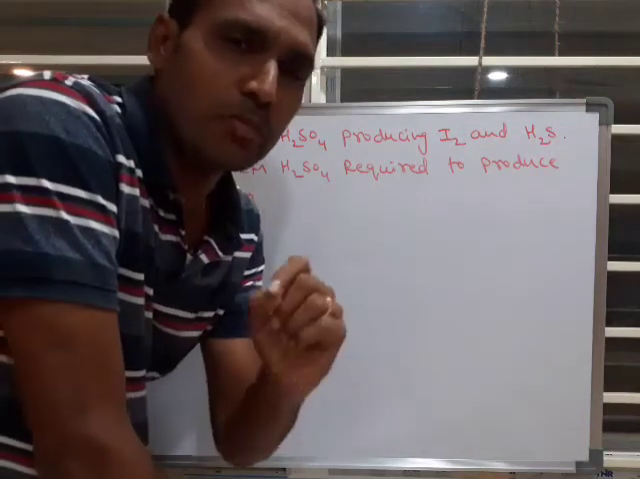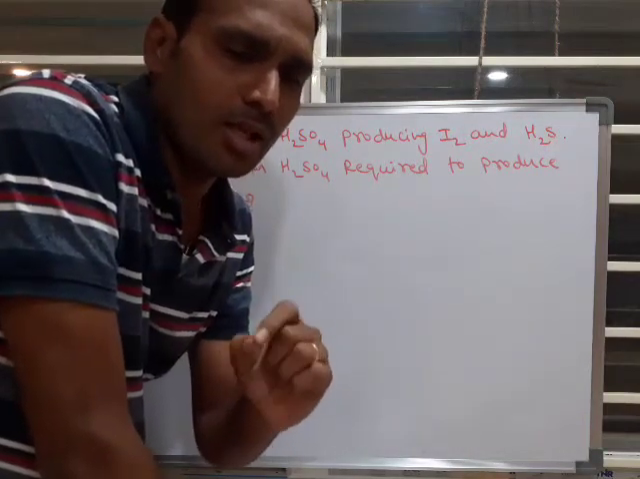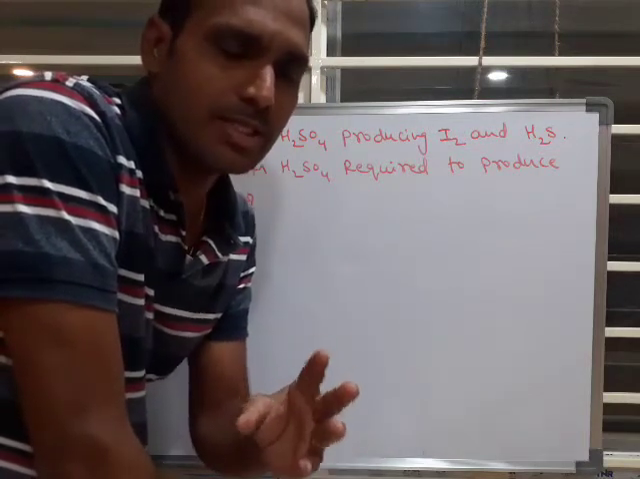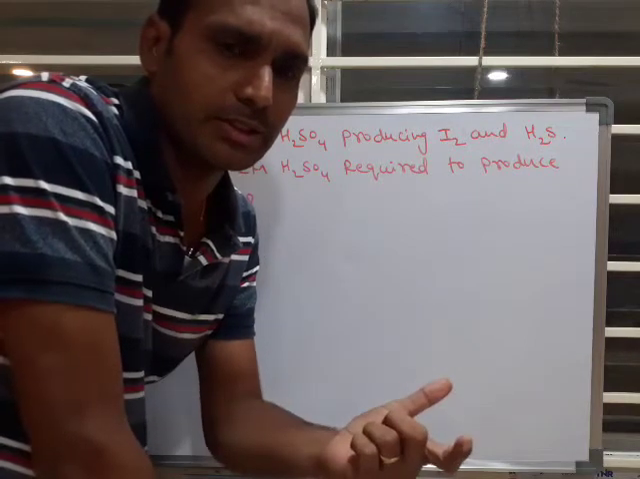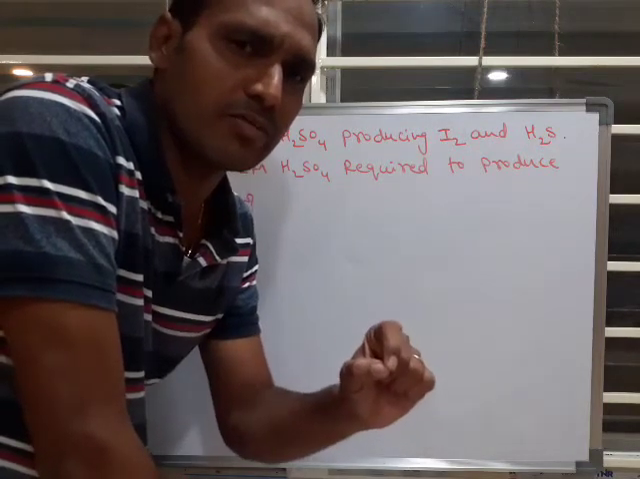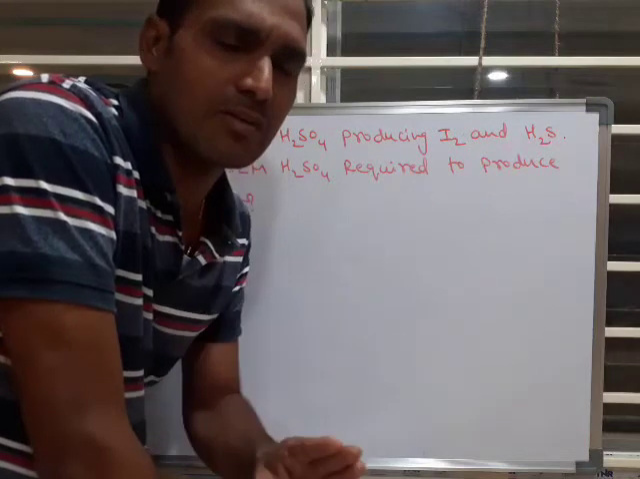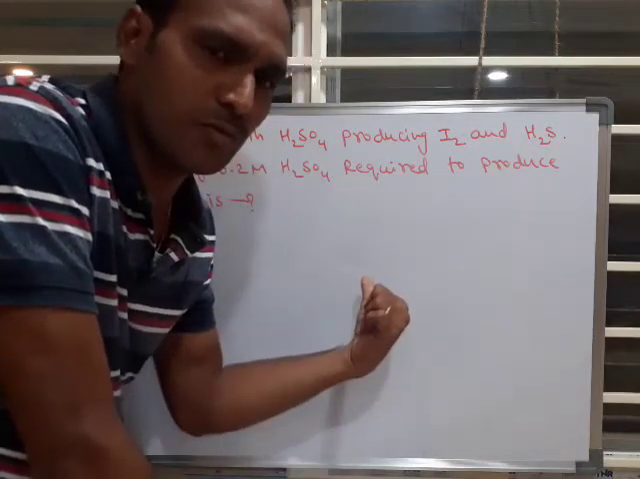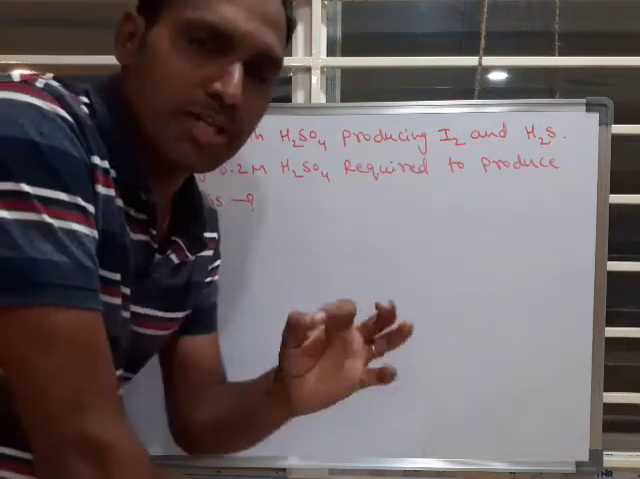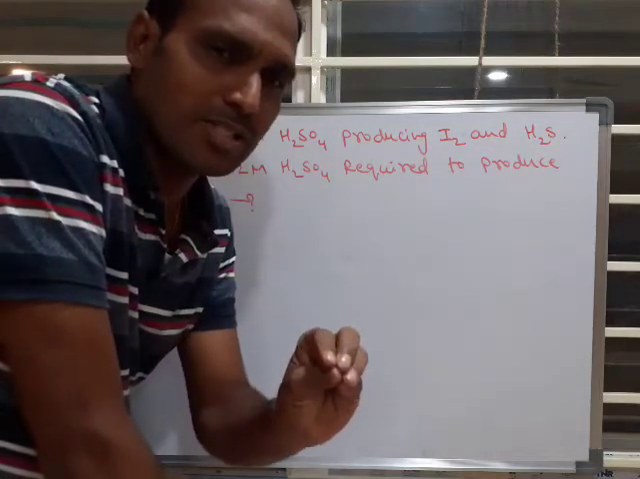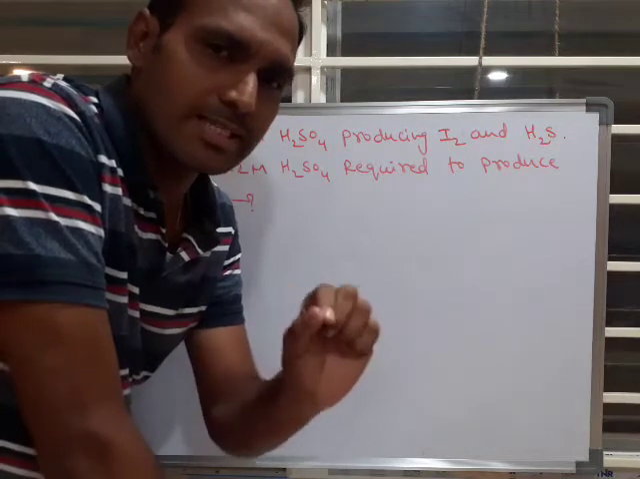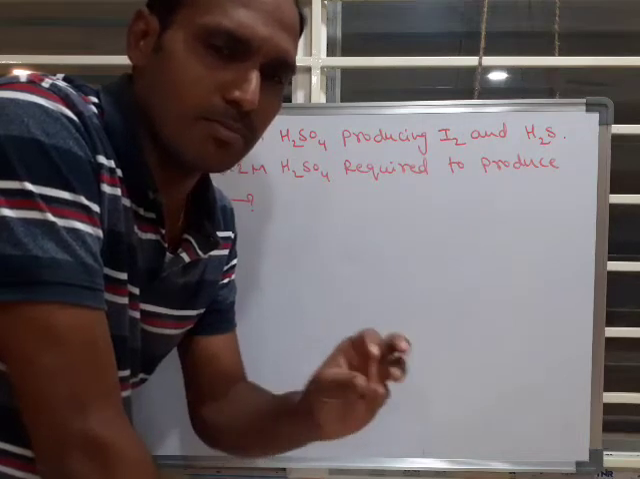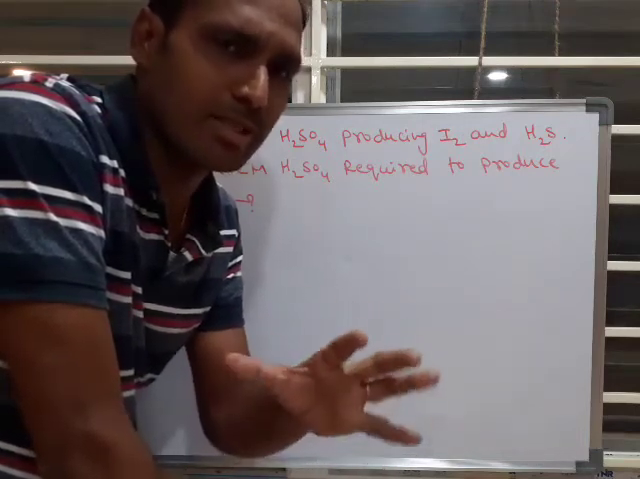Already in one problem this same model was there, where one reactant and one product were given. So it is proved that the milliequivalents of that reactant are exactly equal to the milliequivalents of that product. So the milliequivalents of H2SO4 are exactly equal to the milliequivalents of H2S. That is the easy method we have used so far.